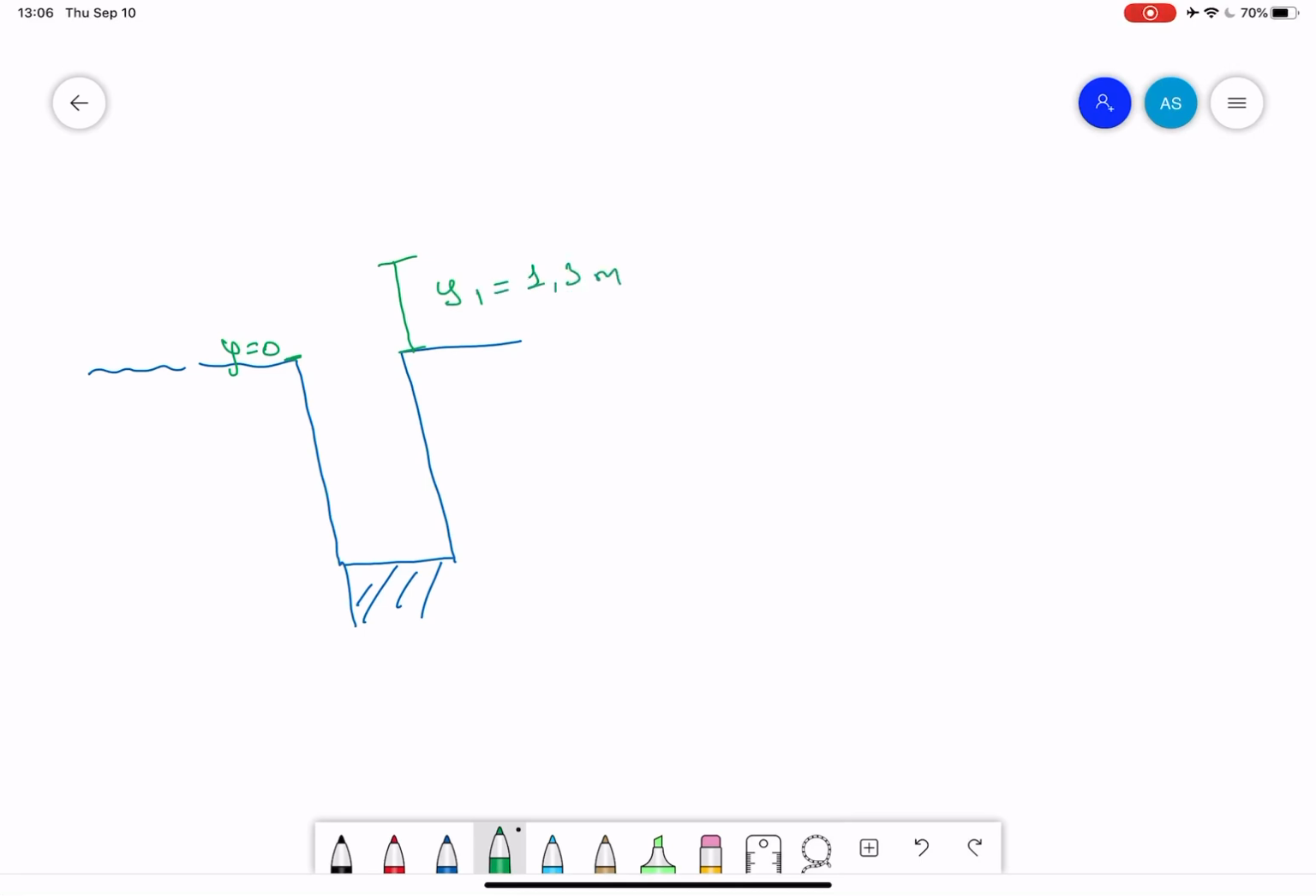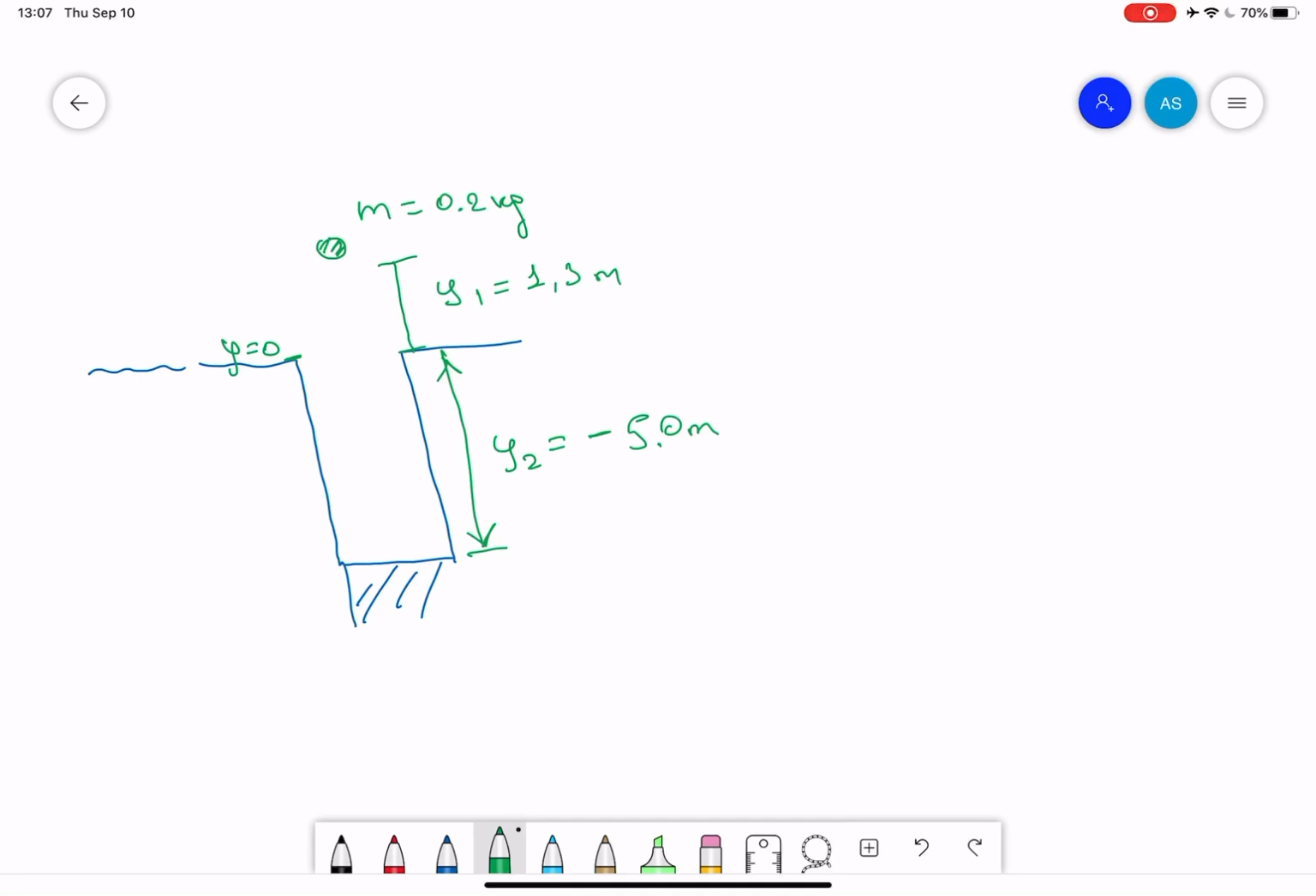Our stone is here, which has a mass of 0.2 kilogram. Then below the ground, the well has y2, which is equal to, if ground is 0, then that will be minus 5 meters.